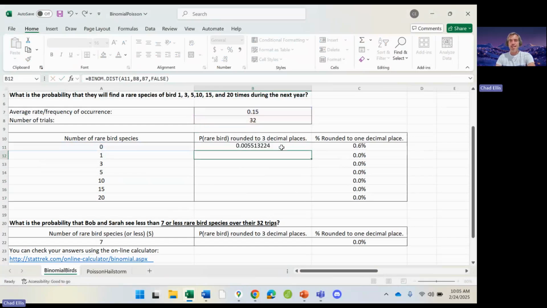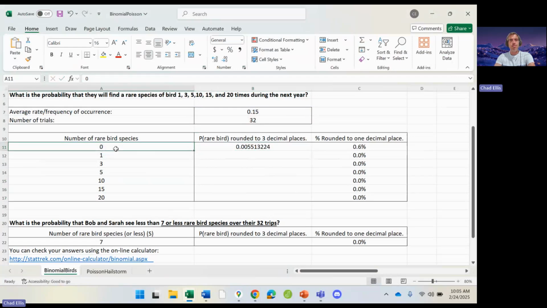I close bracket and I hit enter. So you can see there it's determined the probability here of these ornithologists going out 32 times. What's going to be the probability that over those 32 times they go out, they're not going to see any rare bird species? There it is according to the binomial distribution, and there it is just rounded to the 1 decimal place. All right, so that's what you can do for the rest of these cells.